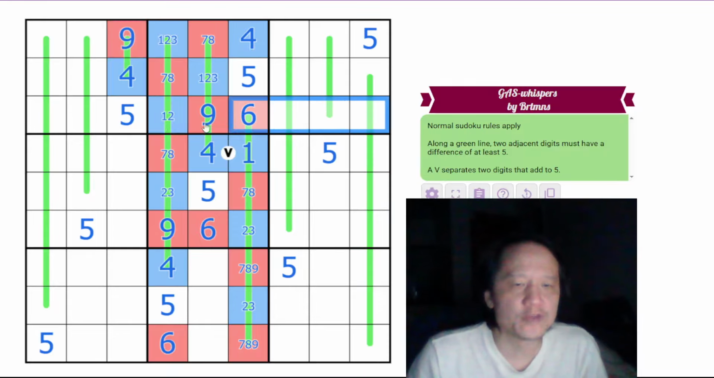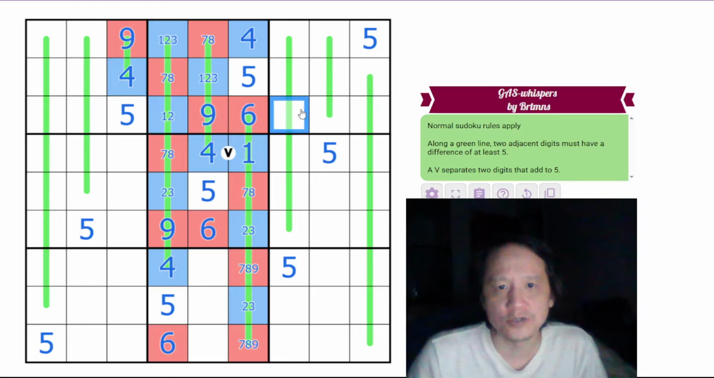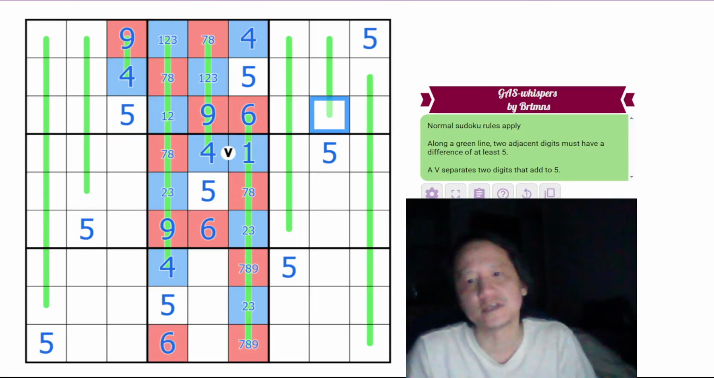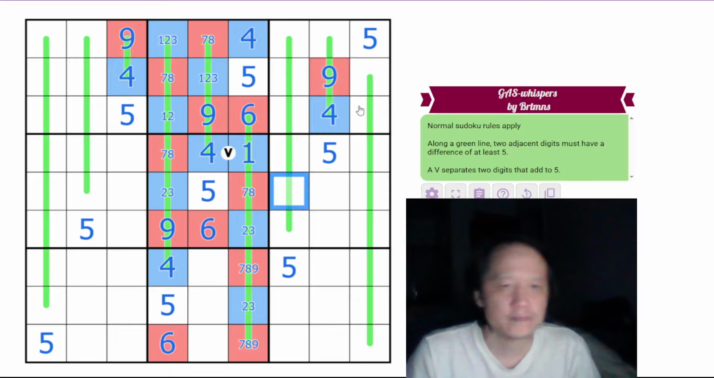Where is 4 then in row 3? Can't be here because the 4 is in the boxes. Can't be here because they're next to 2 unique digits on a Whisper 5 line, so this has to be 4 here, which again is next to 9 on the Whisper 5 line. So this is blue, this is red.